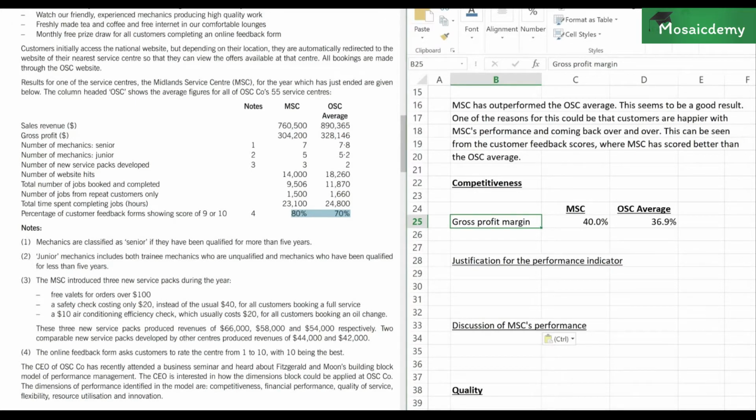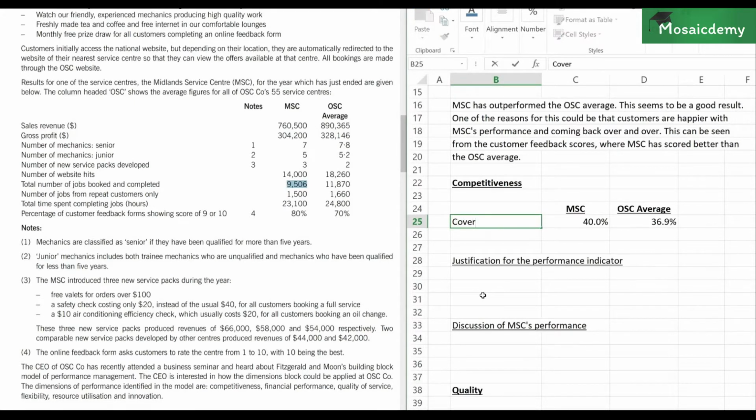And then you have the total number of jobs booked and completed. So out of the 14,000, for example, inquiries that MSc got on their website, 9,506 of those customers actually booked a job, right? So that gives us a conversion rate. So out of 14,000 customers, 9,506 chose MSc and the remaining ones chose their competitors, right? So that gives us an indication of how much they preferred MSc over their competitors, right? So the ratio typically is total number of jobs booked over total website hits or total inquiries. So we're going to do that over here as well, right?